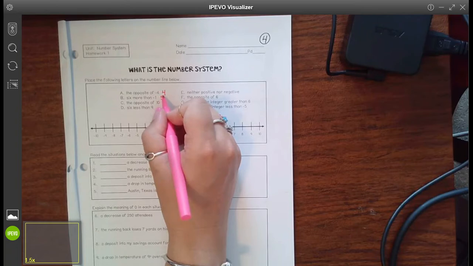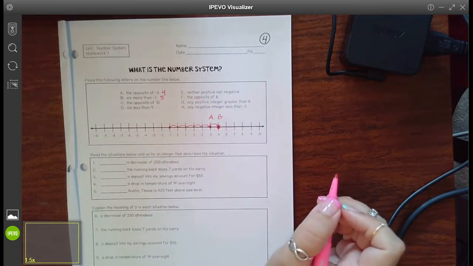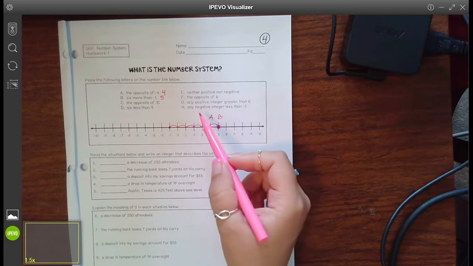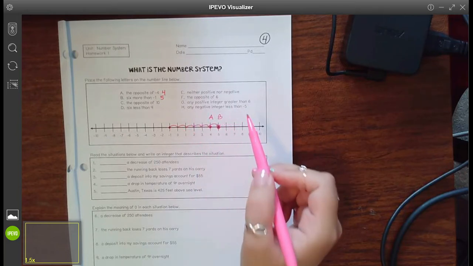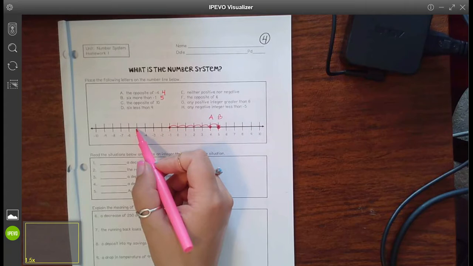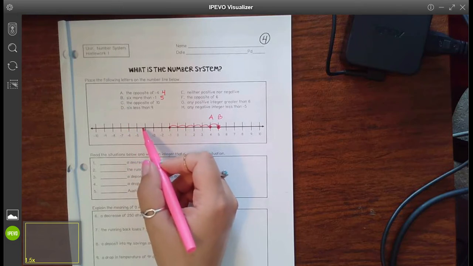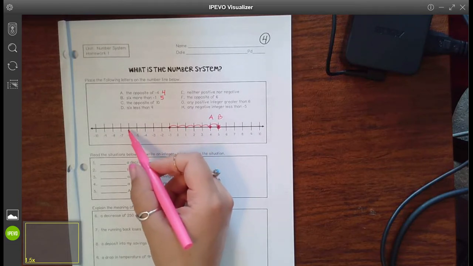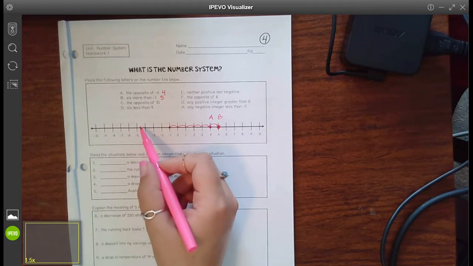Okay, if you were to do one more together, let's see, I'll help you with H. It says any negative integer less than -5. So if you look at -5, is -5 less than -5? No, it's equal to it. So I can't draw a dot there. But should I draw a dot at -6 or -4? Which one's less than -5? -4 or -6? Which one's less than it?